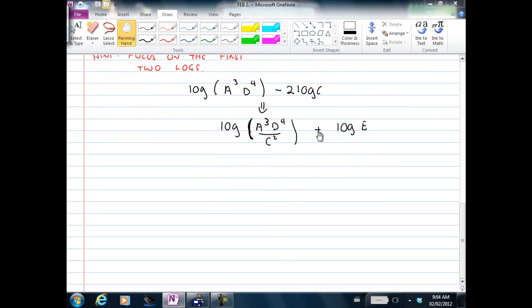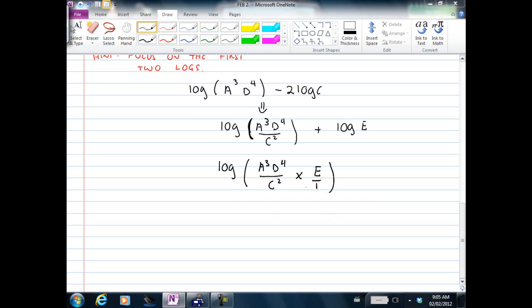Abraham, this plus log E, what does it mean? Is that a multiply, divide, exponent, or what? Multiply. So again, if I multiply, now here's where some of you are making the error. If you multiply this, where does the E go? On top or bottom? On top. Because you're taking E times this fraction. Watch what I'm going to do. I go A cube D4 over C squared times E. That's the same thing as saying E over 1. And that's why E goes on top.